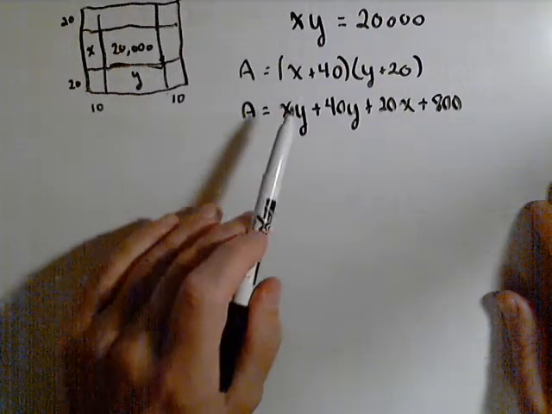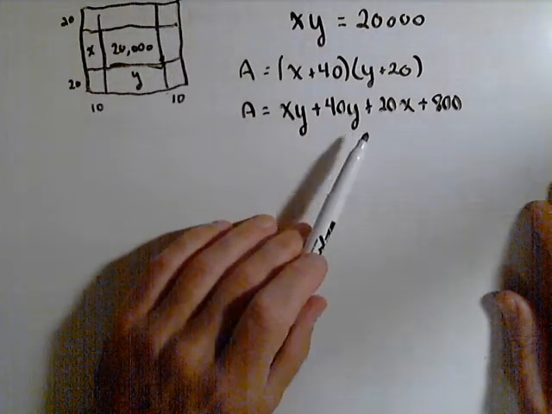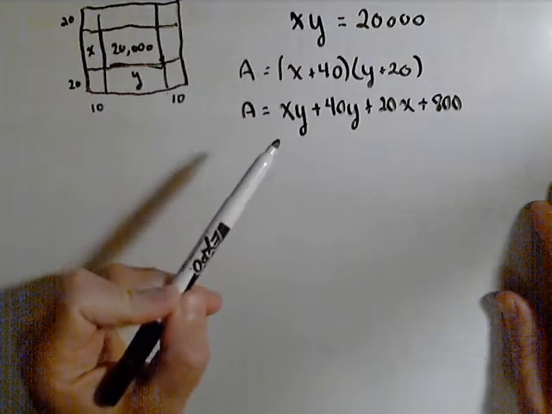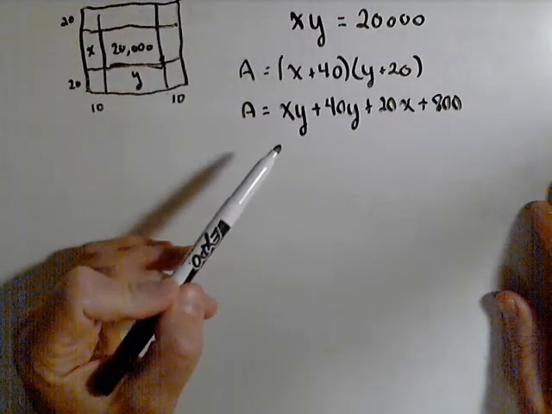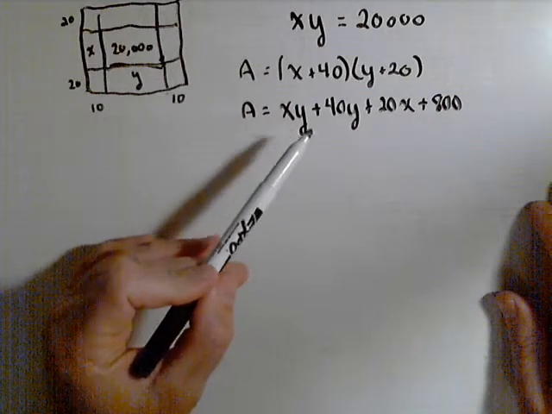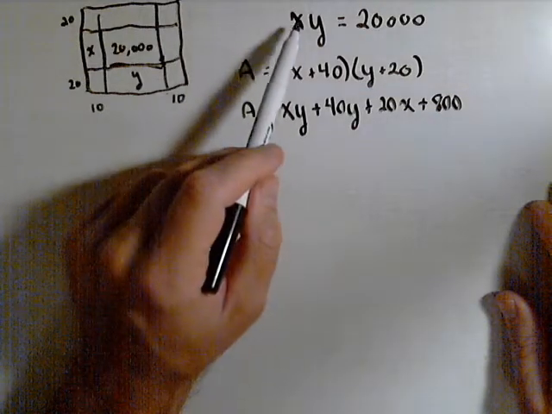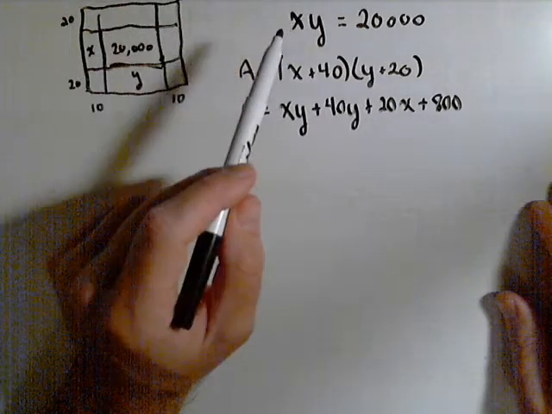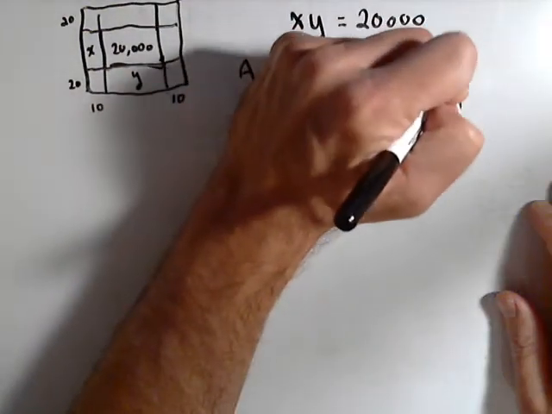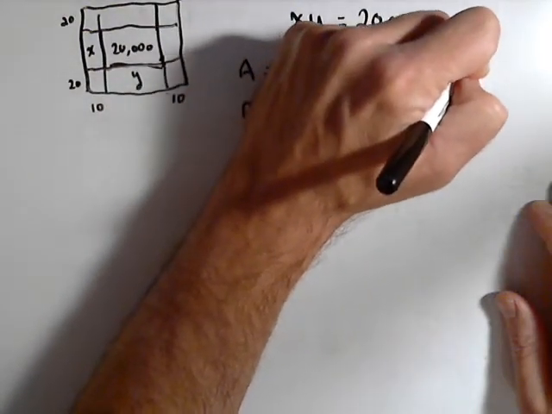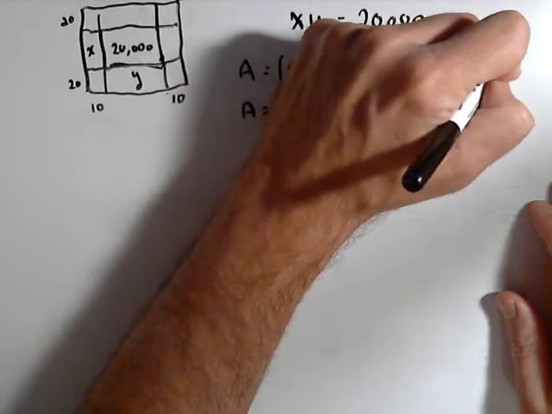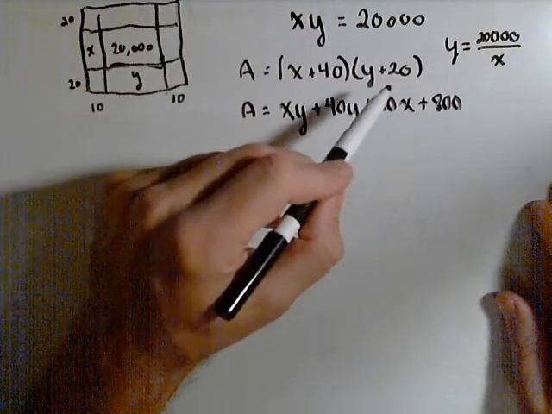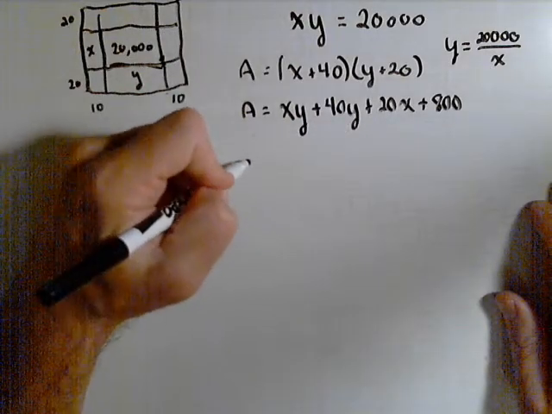And now the issue is we have a function in terms of two variables. Now I'm going to solve this using Calc 1 in this video, but I'll do another video in which I use Lagrange multipliers to do this problem if you want to check that out. What I need to do is solve my constraint equation for one of my variables. Let's solve it for y. So we know y equals 20,000 over x. And I'm going to plug that in for my y's.